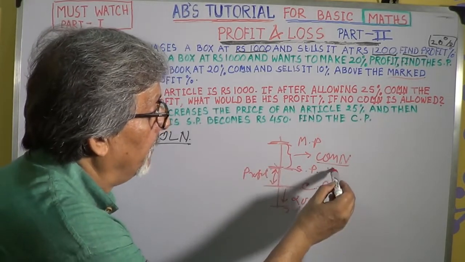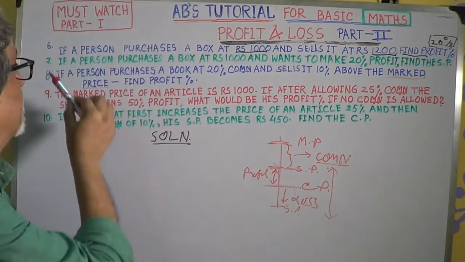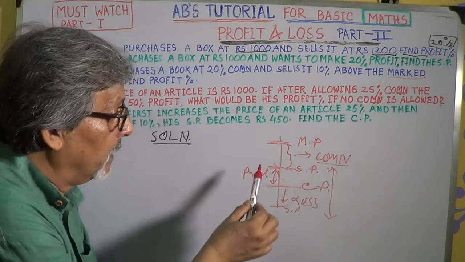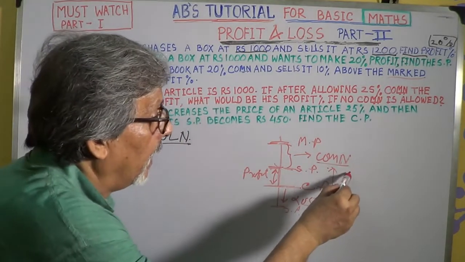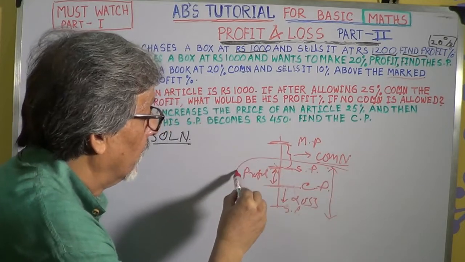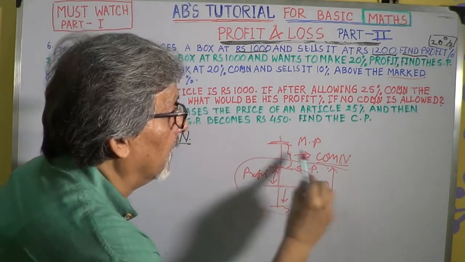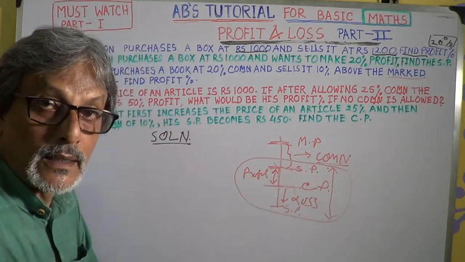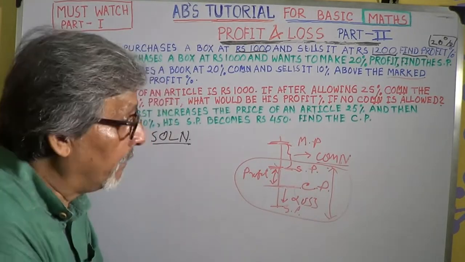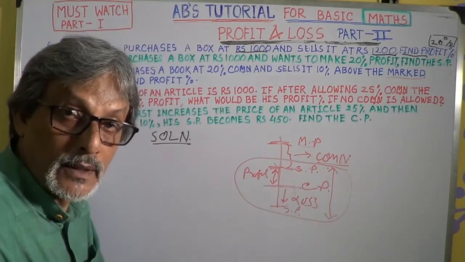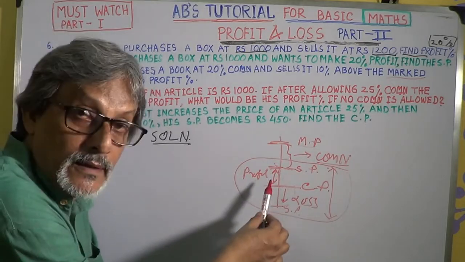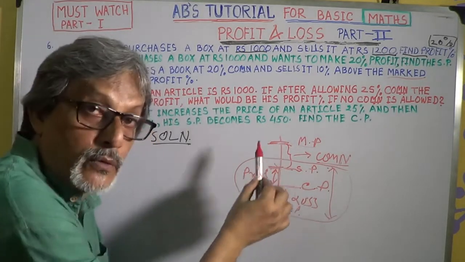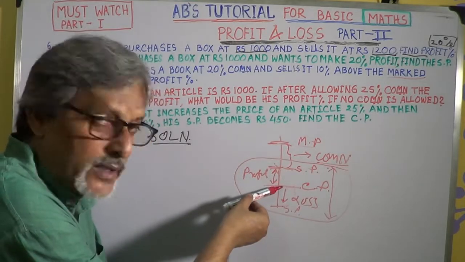From problem number 1 to problem number 7, we have discussed up to this level. Now the commission part is a new concept and the marked price is a new concept. Okay, so marked price, is it clear to you? I am telling you again, marked price is what? Selling price.